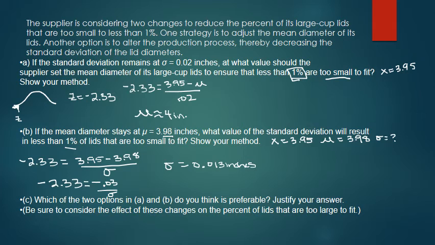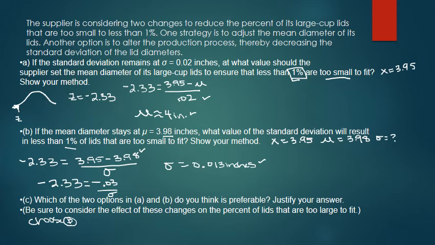So the question is, which of the two options in A and B do you think is preferable? Justify your answer. Be sure to consider the effects of these changes on the 1% of lids that are too large to fit. So we looked at the 1% of lids that are too small. And they're also reminding us to look at the larger side as well. So would we want to keep the standard deviation the same and increase the mean? Or do we want to keep the mean the same and decrease the standard deviation? So which one seems better? So obviously, hopefully you're saying that you should choose B.